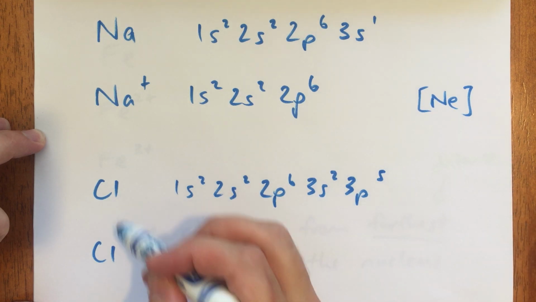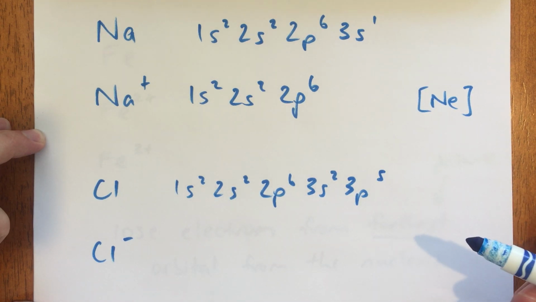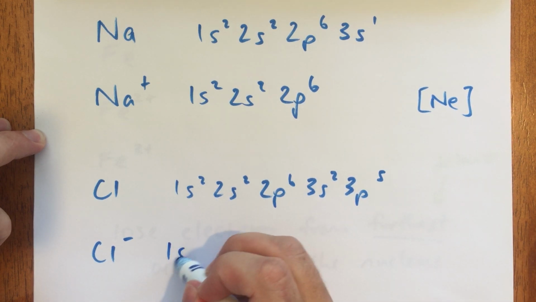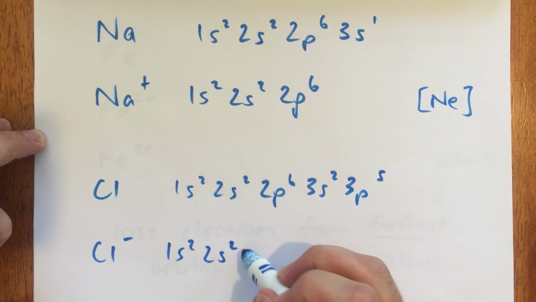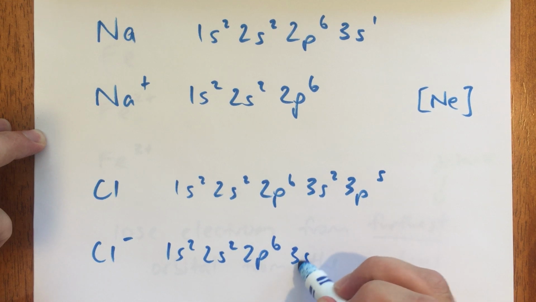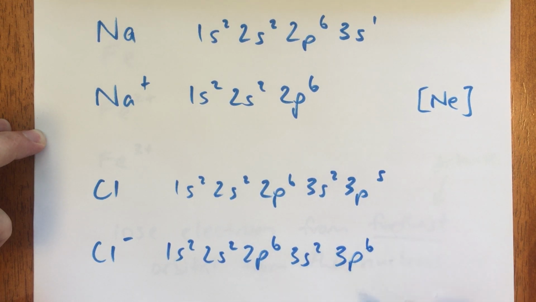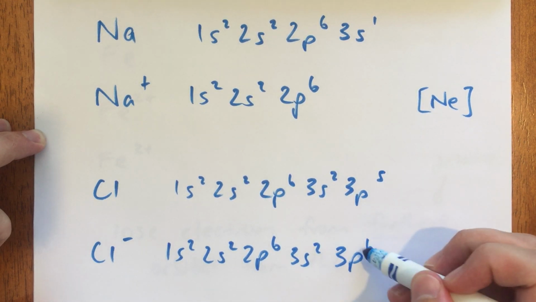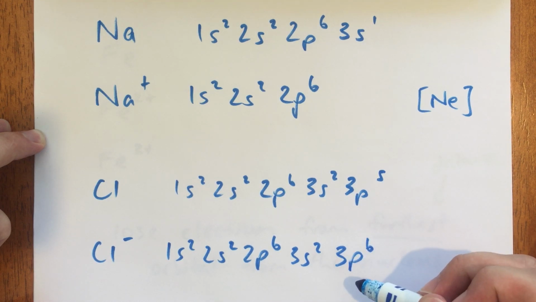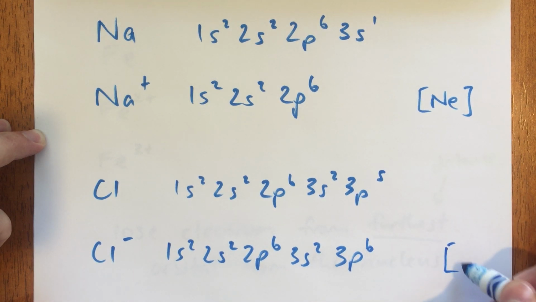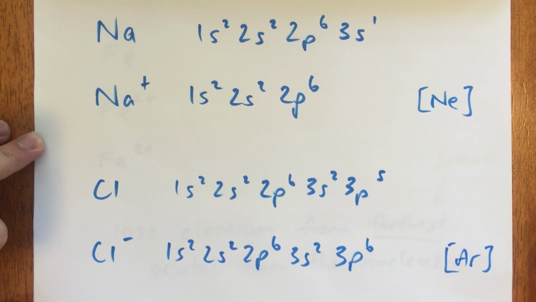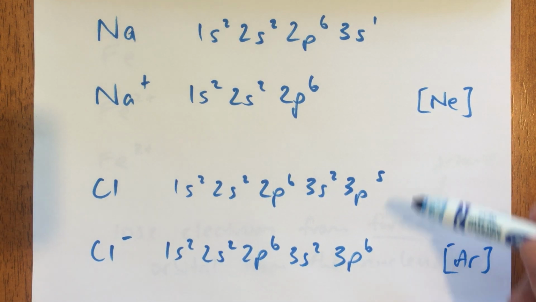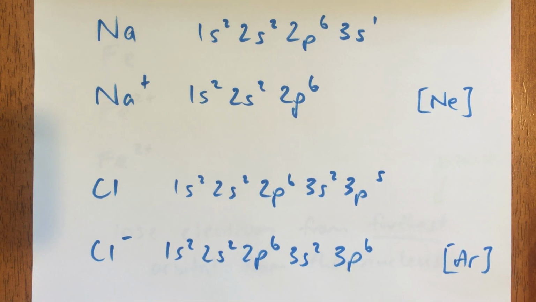So when we form an anion, you simply add an electron into the outermost subshell. So that's going to leave us with 1s2, 2s2, 2p6, 3s2, 3p6. It's gained an electron in the outermost subshell, and that has now formed the argon configuration. So again, as an atom reacts, it forms that stable inert gas configuration, which we could express like this.